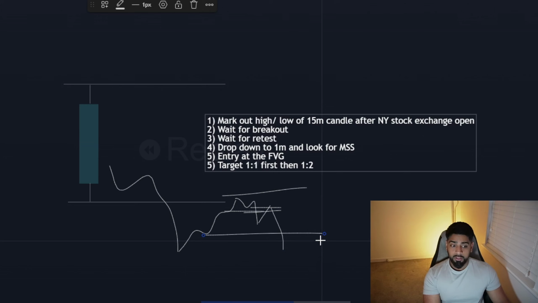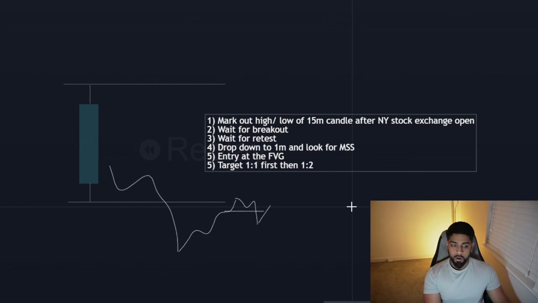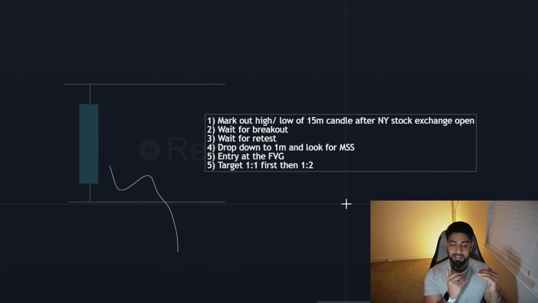Now, once we get to a 1-to-1, if you think the trade can run, then you can target a 1-to-2. But we always take the lowest hanging fruit, and the lowest hanging fruit is always going to be a 1-to-1. Nice and simple. You have all of the steps, it's replicatable. All you have to do is follow this plan.